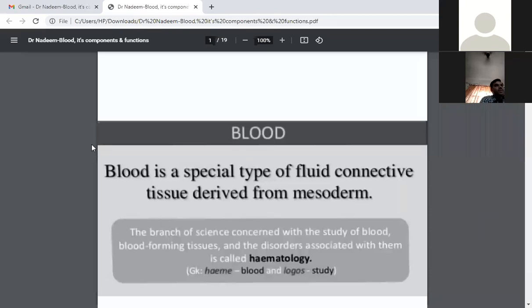And what is hematology? It is the branch of science concerned with the study of blood, blood forming tissues, and the disorders associated with blood. That is known as hematology. The term is divided into two parts, heme and logos. Heme means blood, and logos means study. This blood comprises various fluid and various cells.